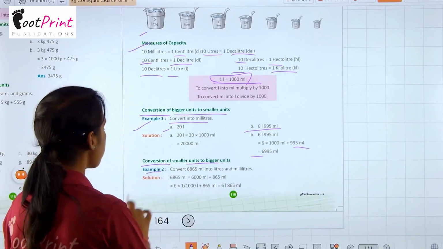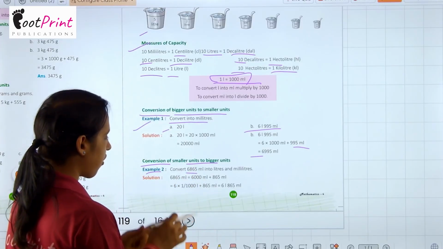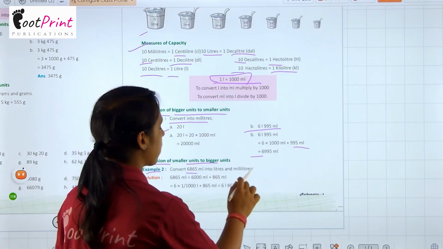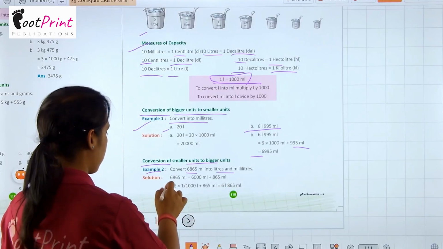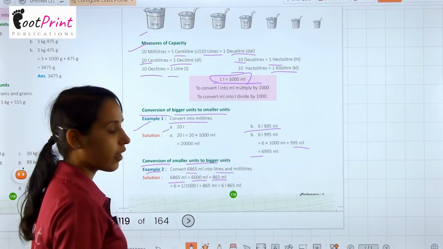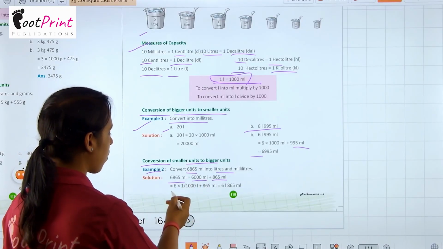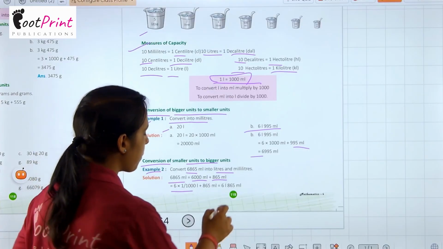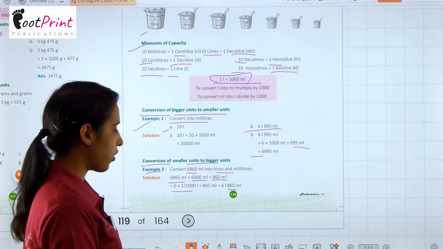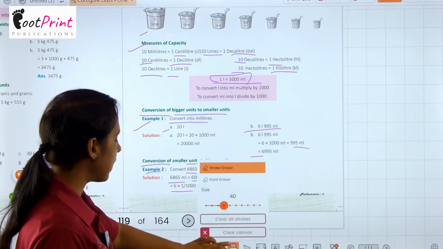So what we do here, example number 2, convert 6865 milliliter into liters and milliliters. So it will become 6000 milliliter plus 865 milliliter, and 6000 after dividing by 1000, we get 6 here and 865 milliliter. So we can write 6 liter 865 milliliter.